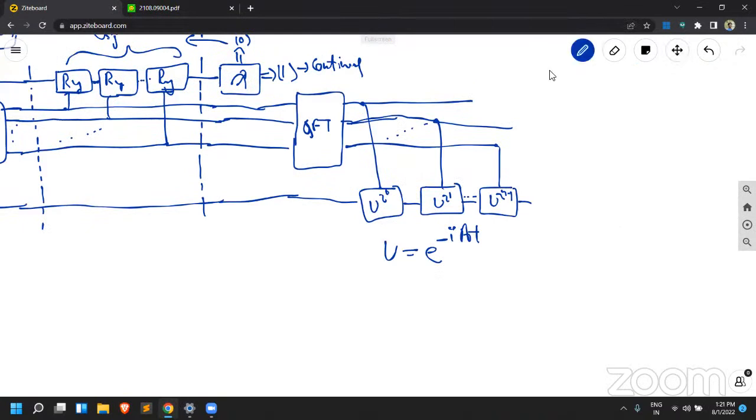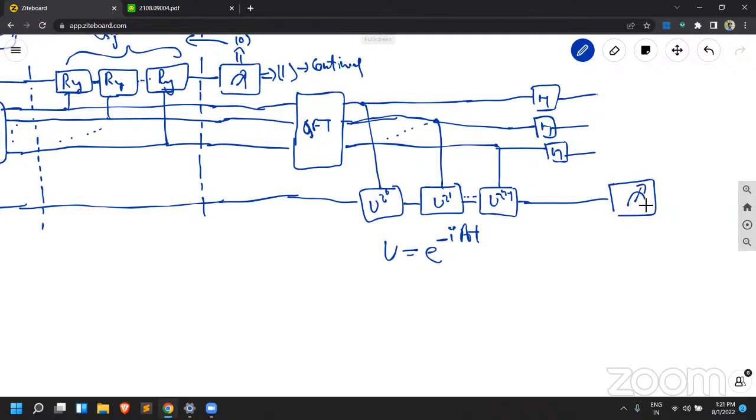And then the last thing to do is perform Hadamard operation on all the ancilla bits, right? And after that, what we do is perform measurement. After this is done, we just perform measurement on this clock, our state register. So it is bound to give us x. This will give us x.